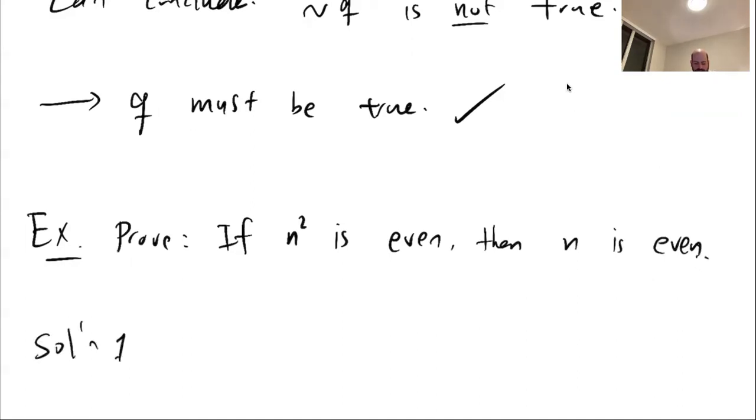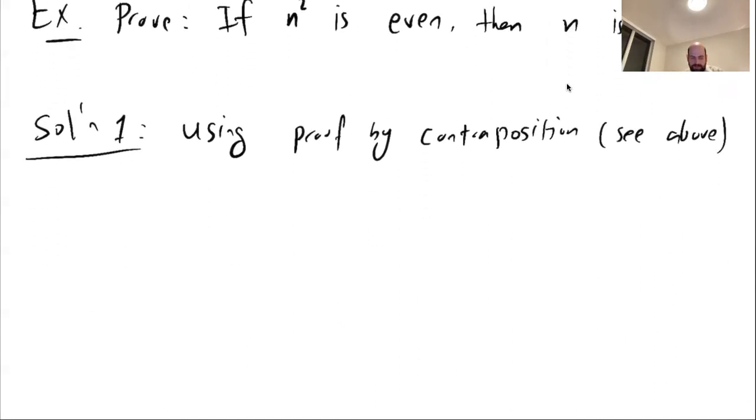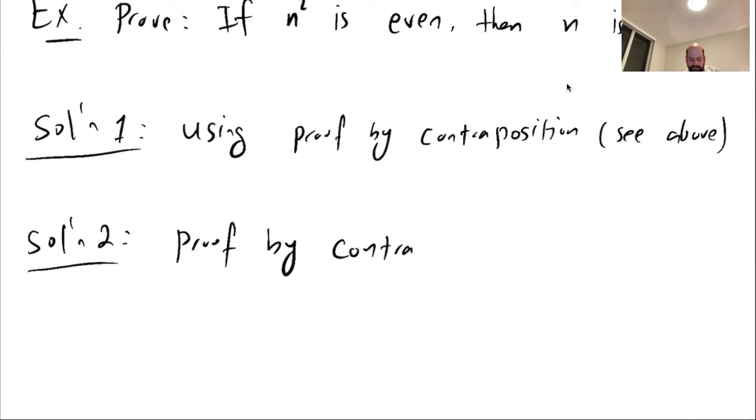So solution 1, using proof by contraposition. See above, we already did the proof by contraposition. Now solution 2, proof by contradiction. How can we do it with proof by contradiction?